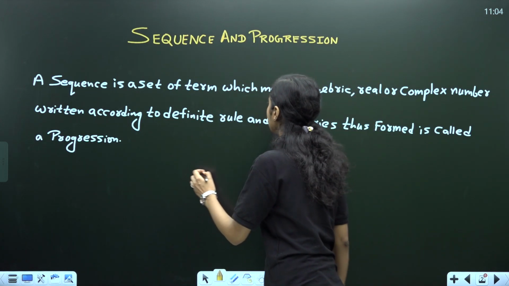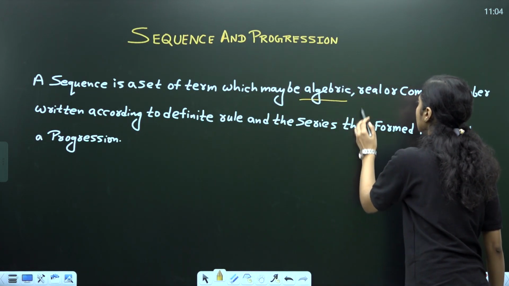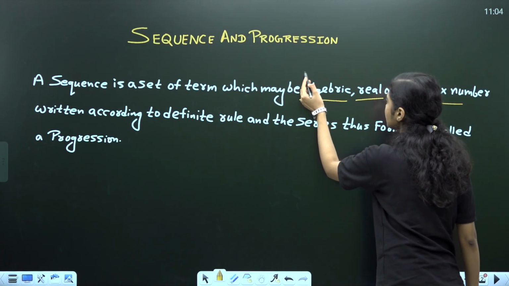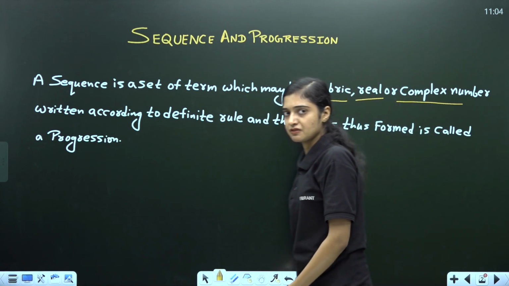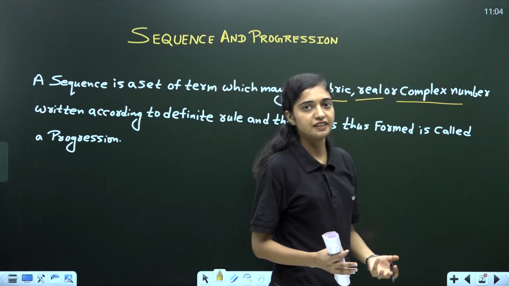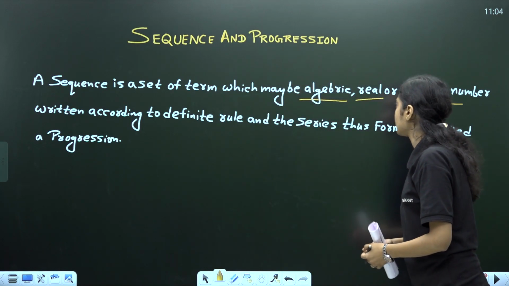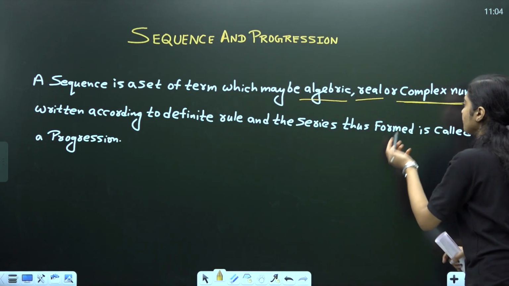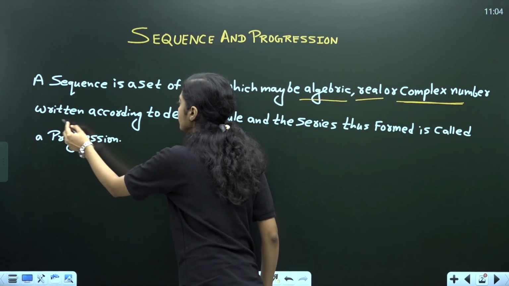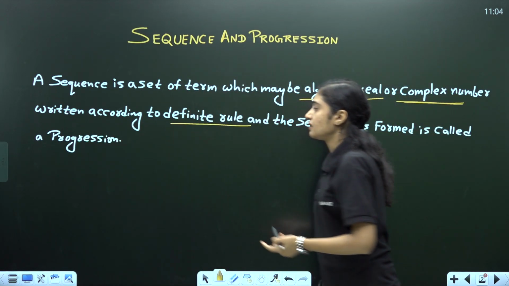Sequence is a set of terms which may be algebraic, real or complex numbers. Algebraic means it may be in variables x, y and z. Real numbers, as we all know, are integers, rationals, irrationals. Complex numbers are in terms of iota. Written according to a definite rule.